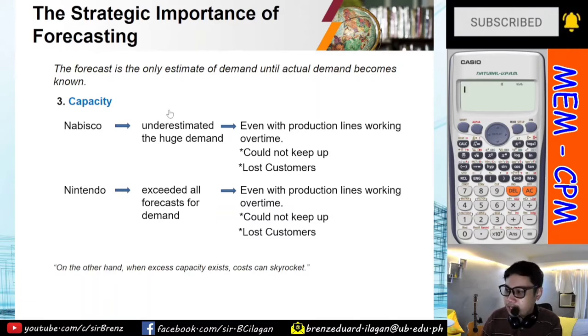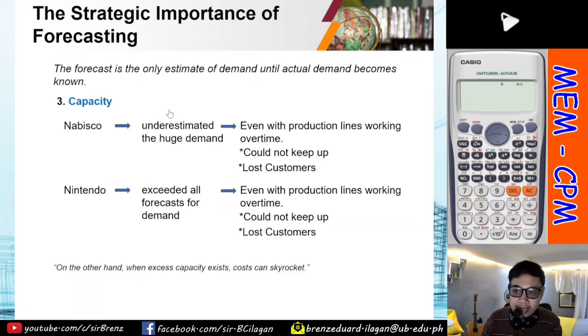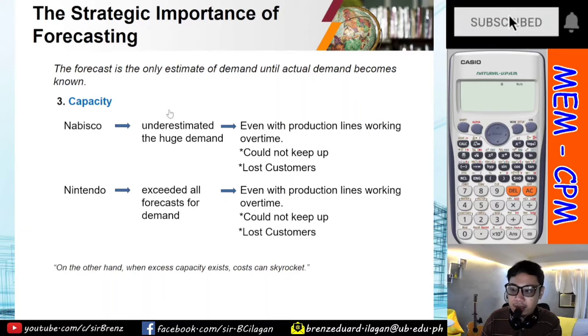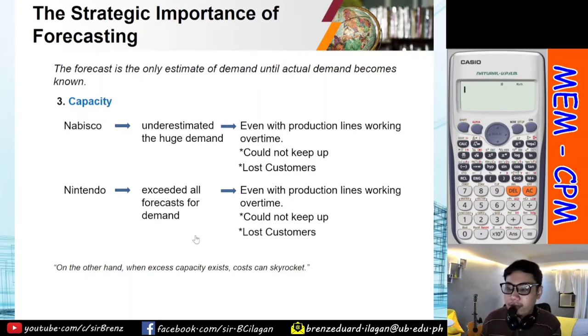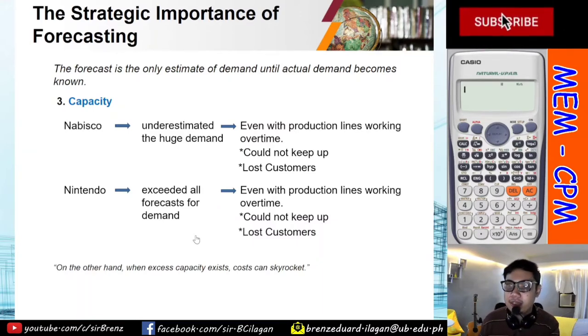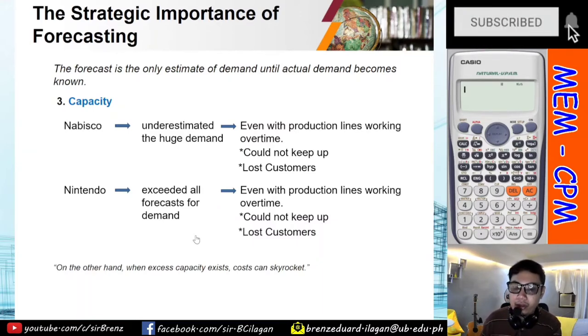On the other hand, when excess capacity exists, costs can skyrocket. So ano ba yung ibig sabihin dito? Kung yung capacity ng isang, for example, yung planta, hindi na-maximize, yung operational cost kasi nito, masyadong malaki kung kaunti lang yung napo-produce nila. So parang ganun.